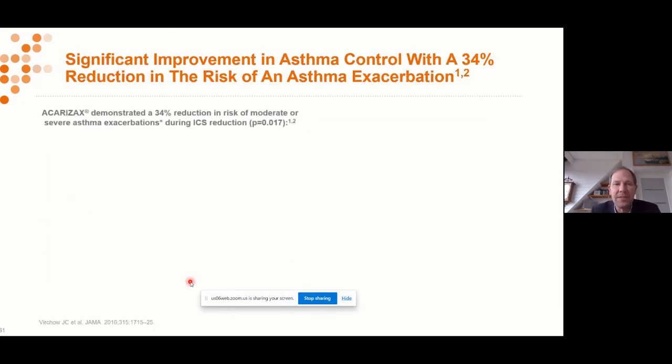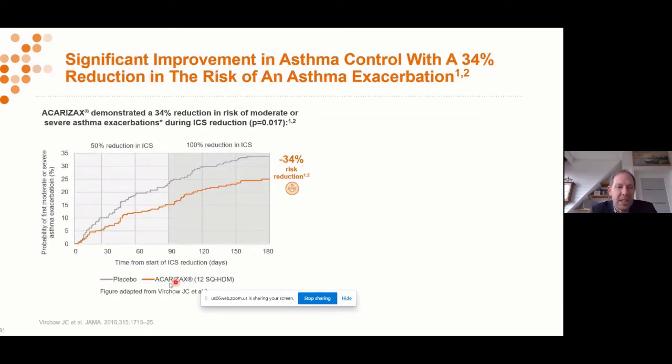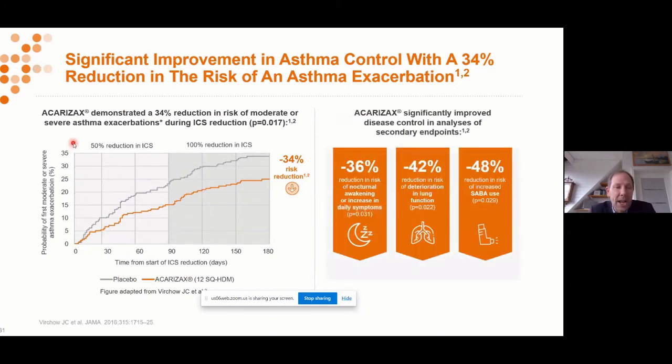And I will show you the data. So here you see the point of time where the ICS dose of the patient was reduced to 50%. This is here. And what you can see is that the placebo group here in gray immediately starts with asthma exacerbations. And you see that the actively treated group has significantly less exacerbations. And even if you completely withdraw the ICS dose, meaning the patients do not take any ICS anymore, you still see this very strong risk reduction of asthma exacerbations, even if you reduce or withdraw ICS.